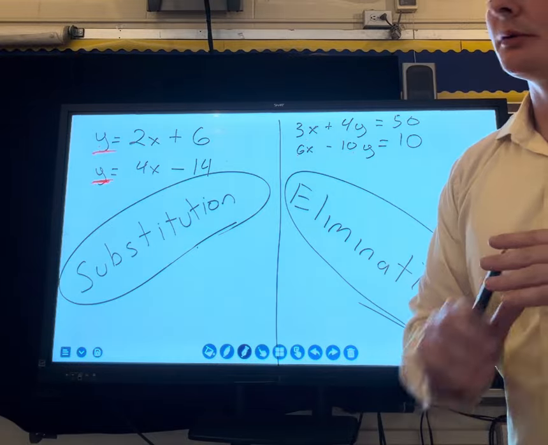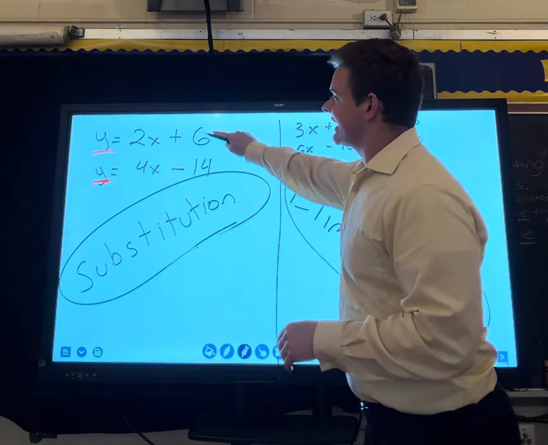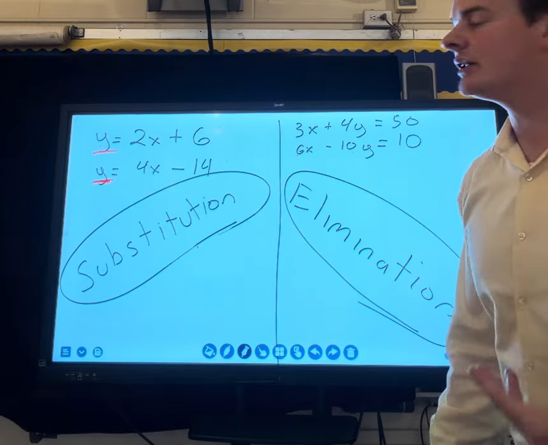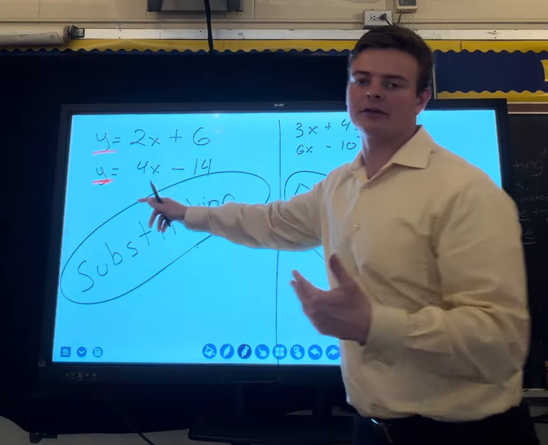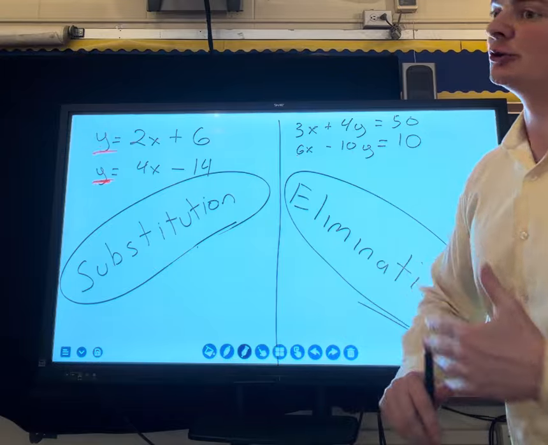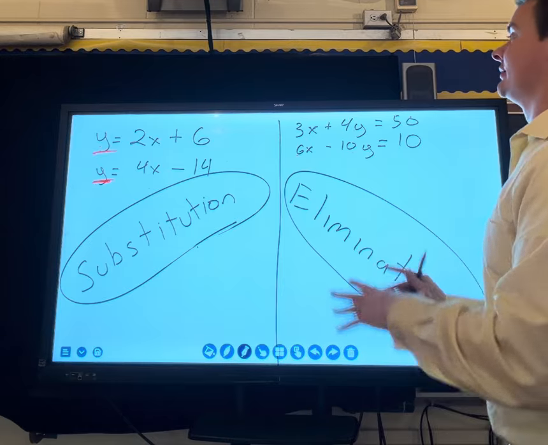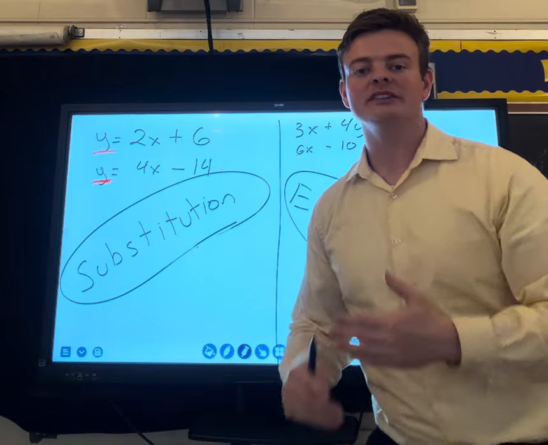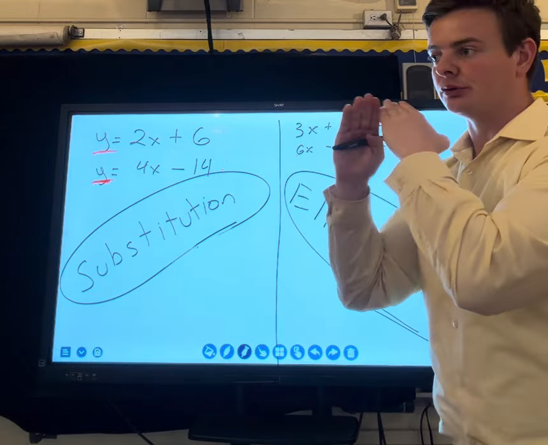Now, just so we know what we're talking about, here I just have two lines, and here I just have two lines. How do I know they're lines? Because I don't see any x squared, any y squares, any x cubes, nothing like that is flying around. So I know that this is just a line, and this is just a line. And my goal is to find the point where those two lines cross.